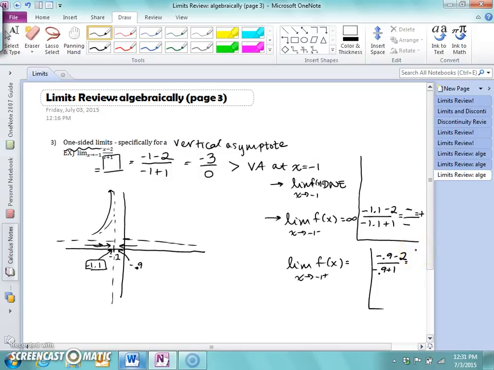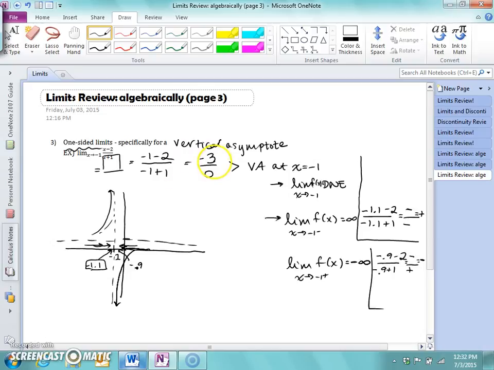Again, all I care about is, is it positive or negative? In the numerator, I have a negative. In the denominator, this time, I have a positive. And negative divided by a positive is negative. Whoa. There we go. Negative. So as I get closer and closer and closer to negative 1 from the right, my outputs are negative, so it's shooting down towards negative infinity.